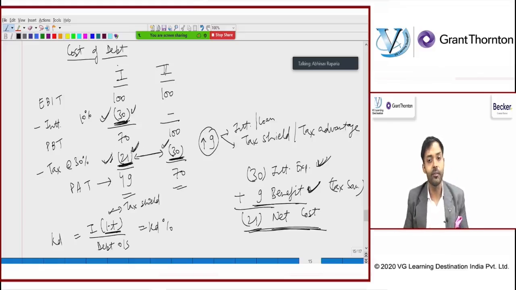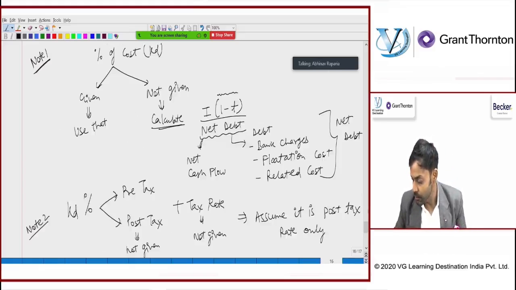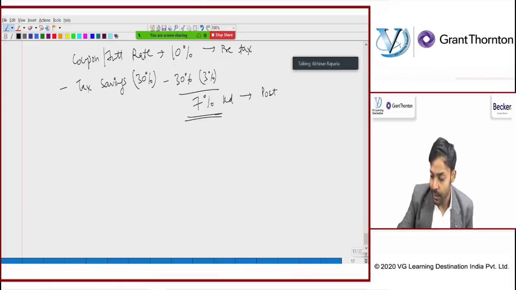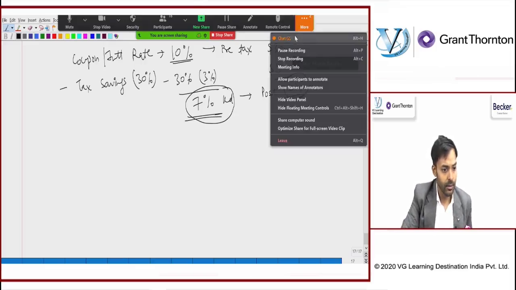When we factor in that advantage, this is what is called the tax shield. So this formula is capturing that. This is the coupon amount, which is the $30, right? And when I subtract this benefit, which is $9, the net amount becomes $21. And this is something I've expressed in percentage terms. That's it. I think it is clear.